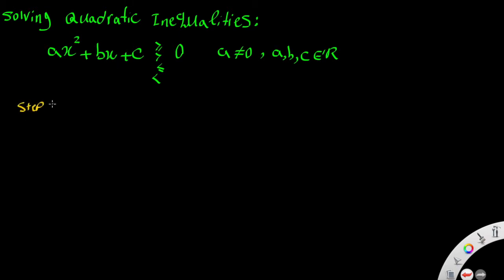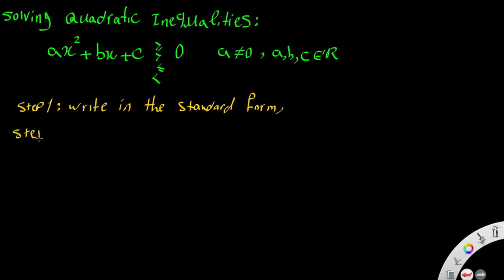Step 1, write in the standard form. What it means is that if you have, for example, a constant number or a variable on the right hand side, transfer whatever you have to the other side to have 0 on the right hand side.